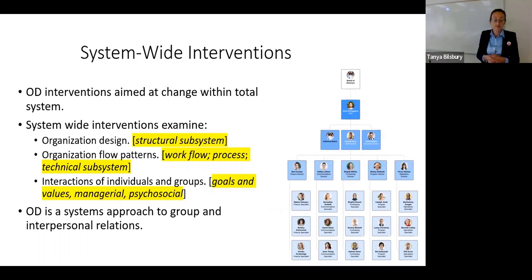So they cover the design of the organization, the structural subsystem. They cover how you do work, right? The workflow process that refers to the technical subsystem. And then they examine interactions between individuals and groups. And that covers goals and values, managerial, and psychosocial subsystems, those 3. Why? Because those 3 things are all about the purpose and the power of people.